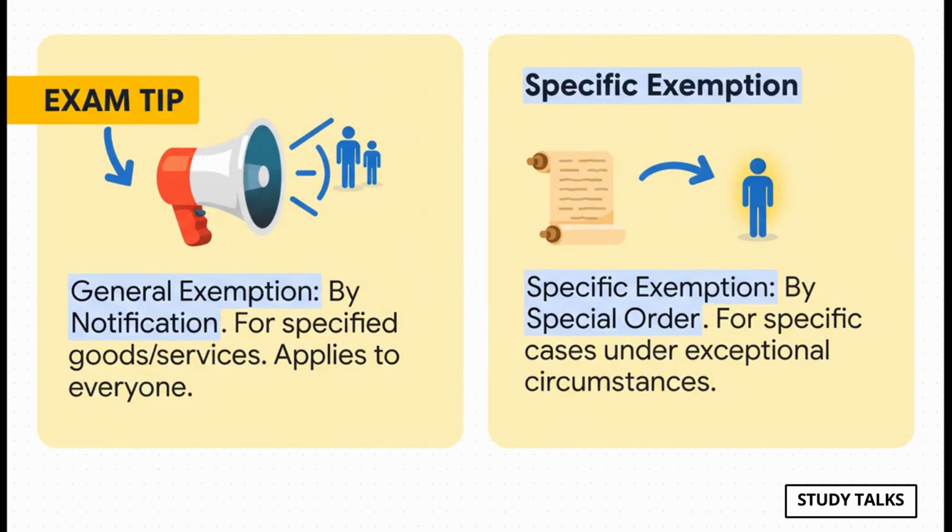It's all very official, all done in the public interest. So how does the government actually do it? Well, there are two main ways. The one you're going to see 99% of the time in your exams is the general exemption. This is done through a notification, and it applies to everybody for certain goods or services. Then there's the other kind, a specific exemption, which is done by a special order. It's super rare and only for exceptional cases. So for your exams, just focus on those notifications.